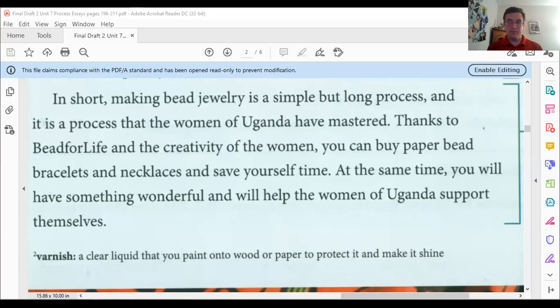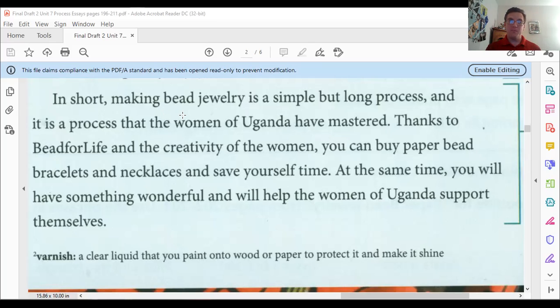So let's look at it. We have the first sentence. In short, making paper bead jewelry is a simple but long process, and it is a process that the women of Uganda have mastered. So we start with a transition, a concluding transition. That transition in short lets the reader know we're finished the essay. This is the end.